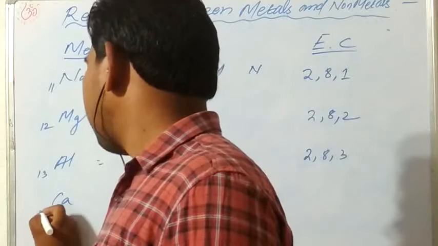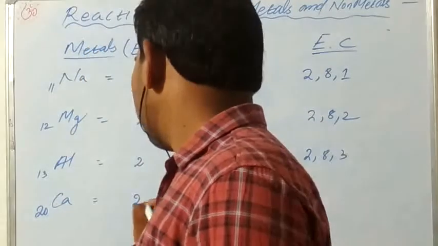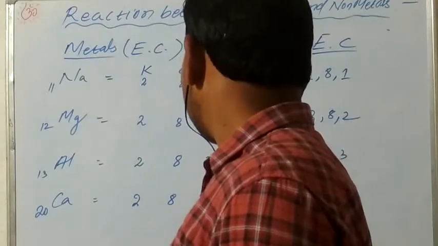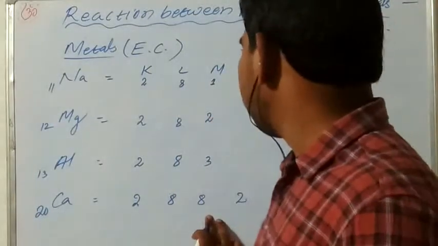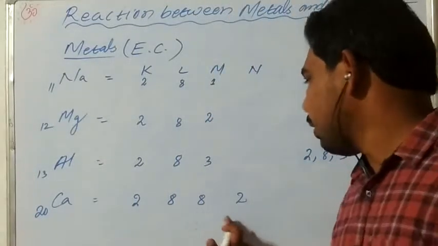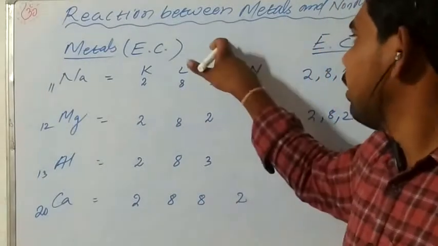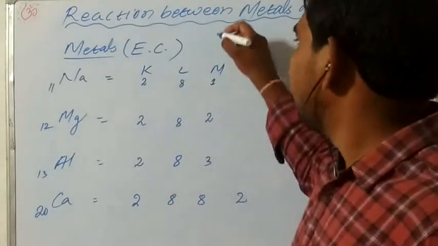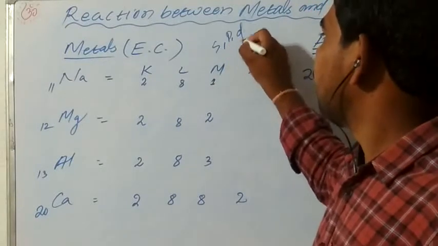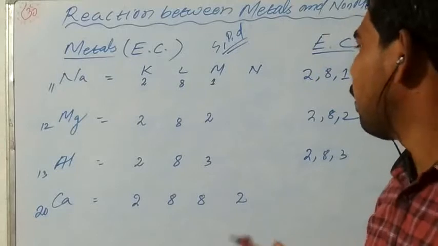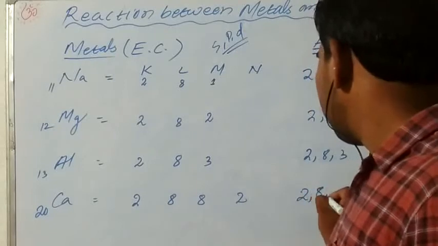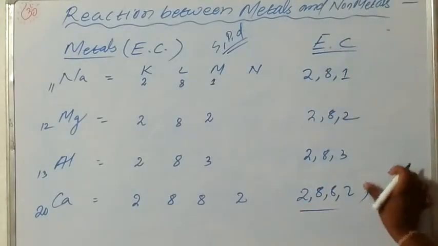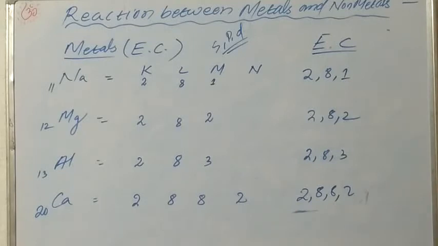Like this we write their electronic configurations. Calcium has atomic number 20, then 2, 8, 8, 2. The M shell has a maximum capacity of 18, but we write 8 and 2. Why? The M shell contains 3 subshells: s, p and d. In the next part we will discuss what subshells are. So the electronic configuration is 2, 8, 8, 2. These are some metals' electronic configurations. Now we discuss some non-metals' electronic configurations.